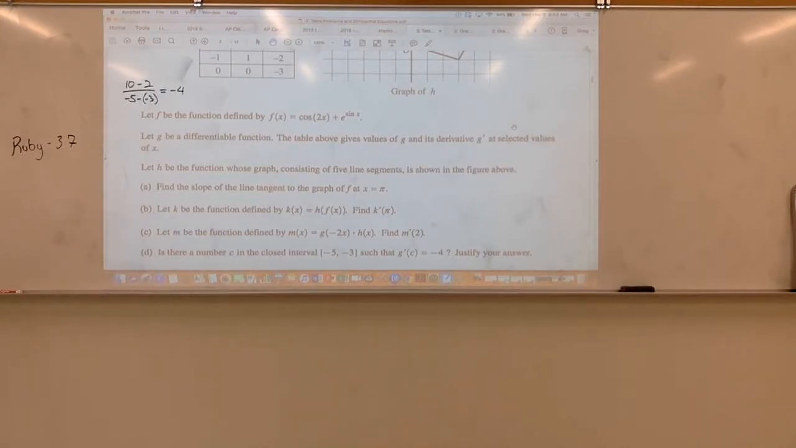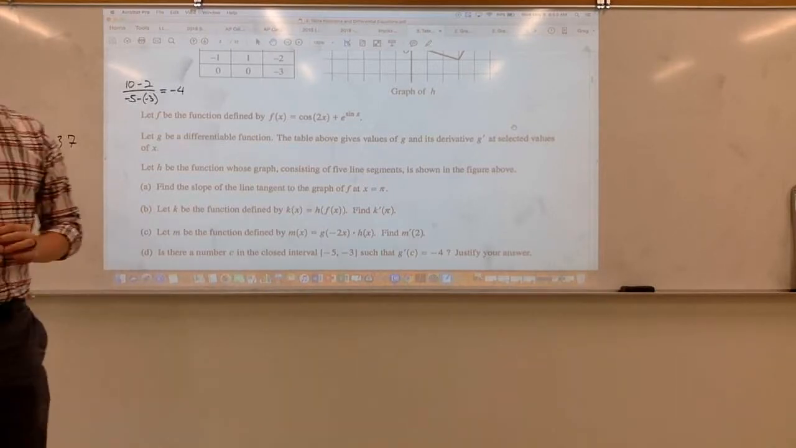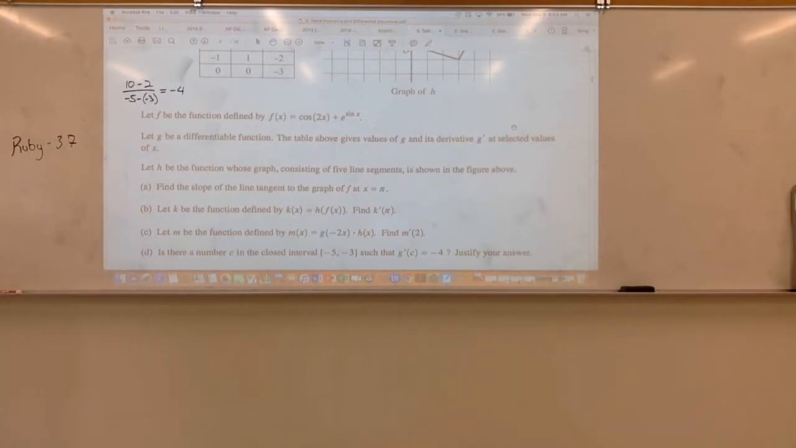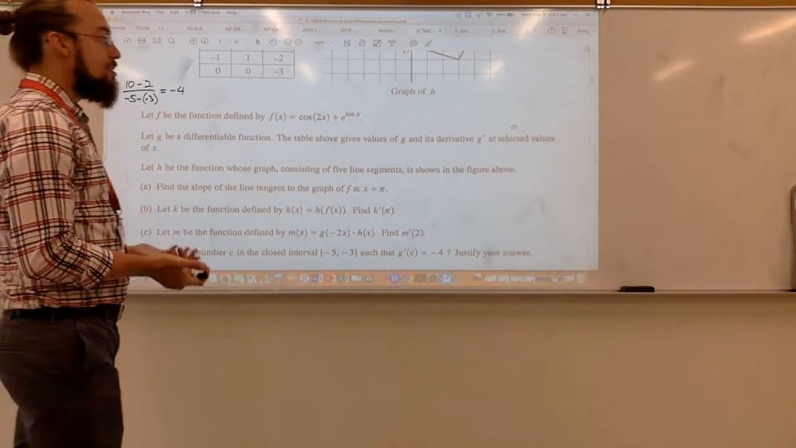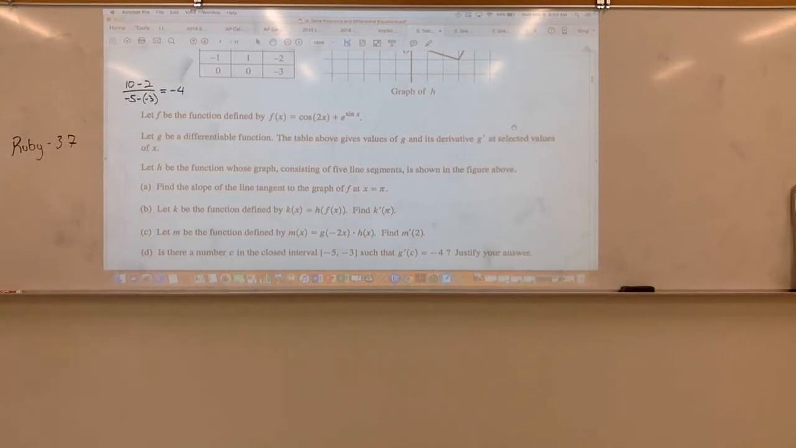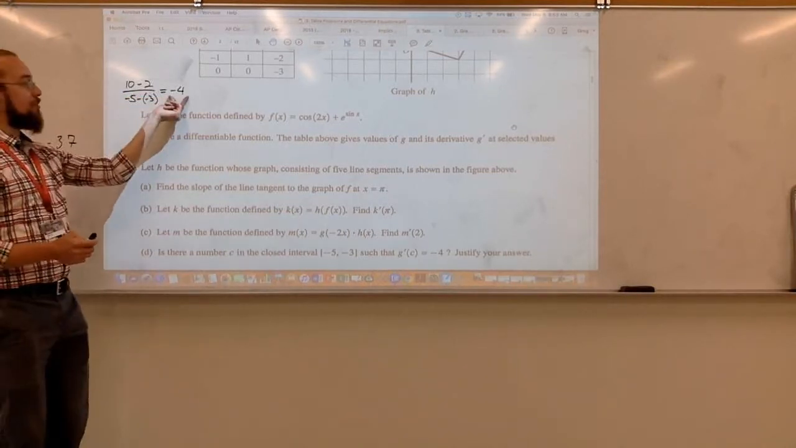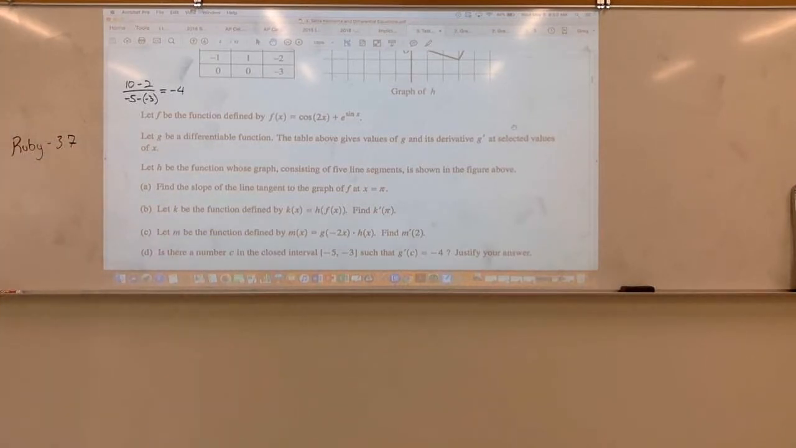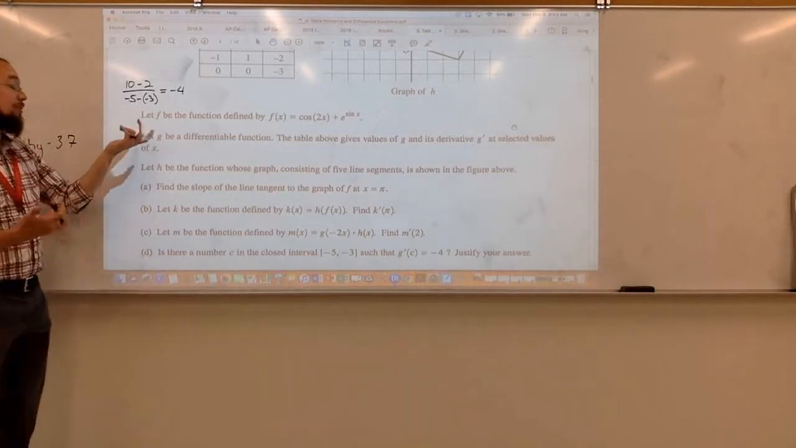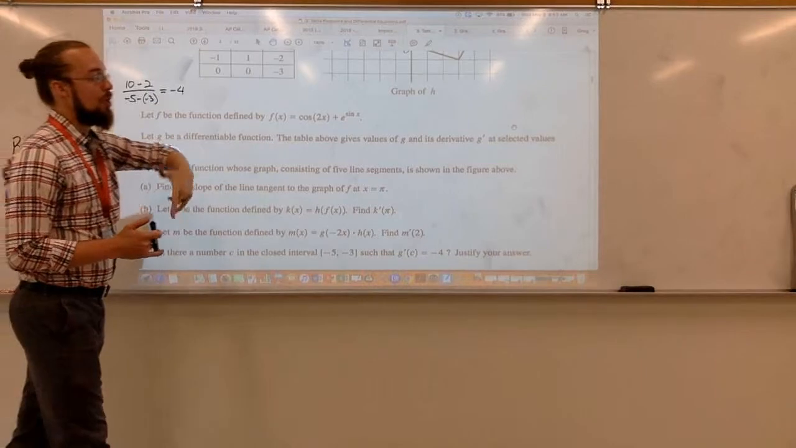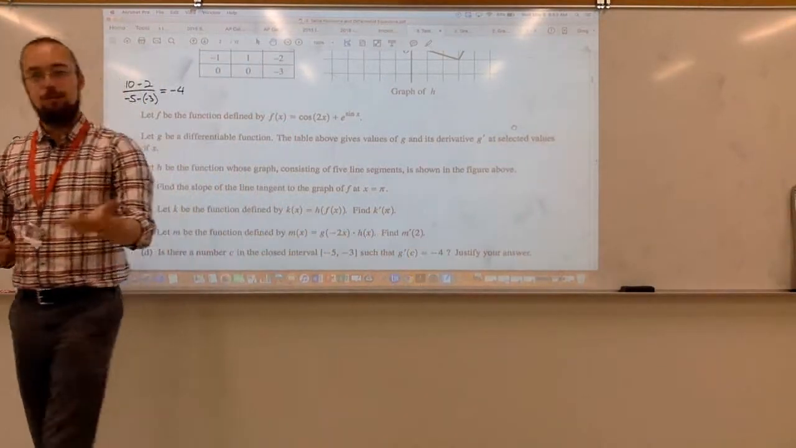So how do we say it? We would need to say, since the function is continuous and differentiable, then the mean value theorem applies, right? We have to say the first part. We have to use the hypothesis of the mean value theorem. It's continuous and differentiable. Therefore, since the average rate of change is -4, we are guaranteed that somewhere the instantaneous rate of change is -4.